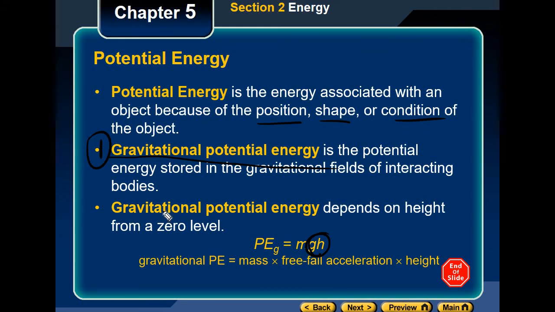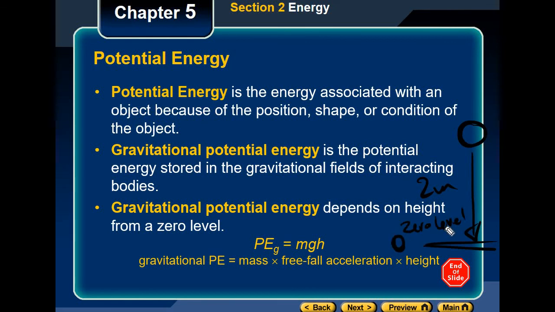We said that gravitational potential energy depends on the height. The height should be measured from the zero level. What does it mean, from the zero level? If we have a ball like that, and the height from this surface is 2 meters, for example, where is the zero level? This is the zero level, guys. It means the potential energy here is zero.